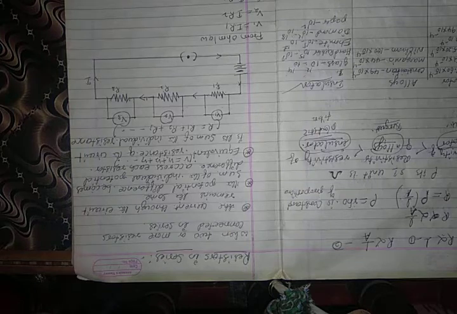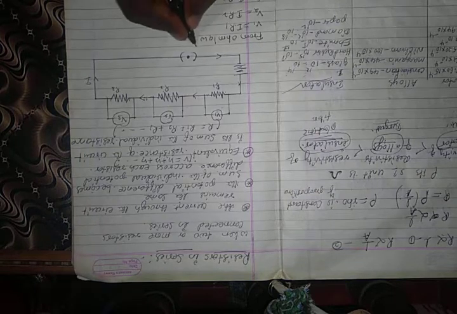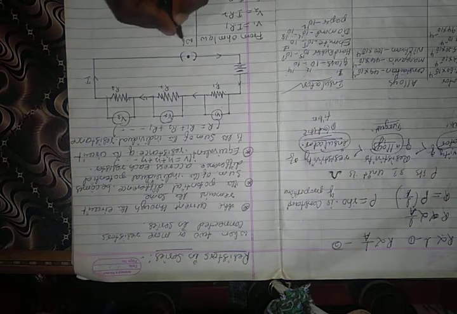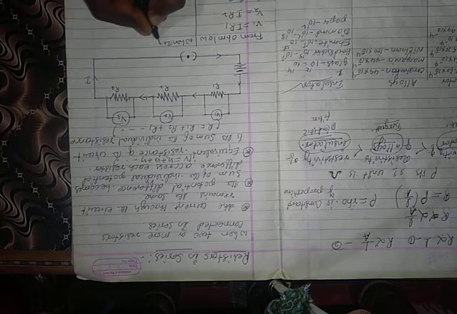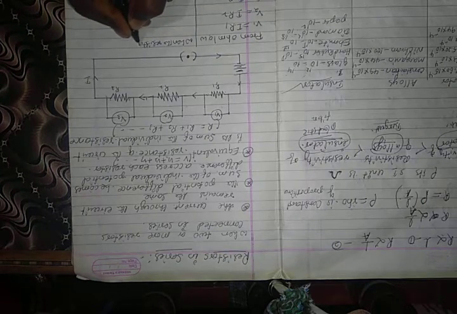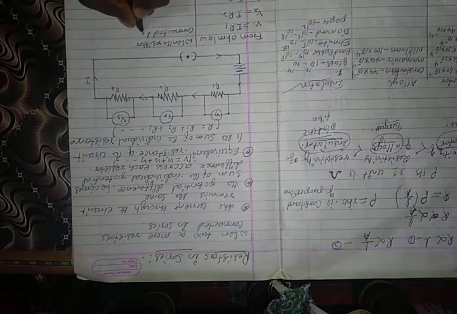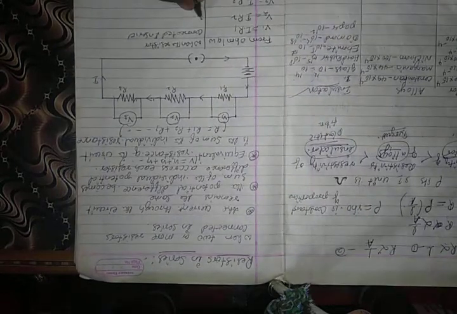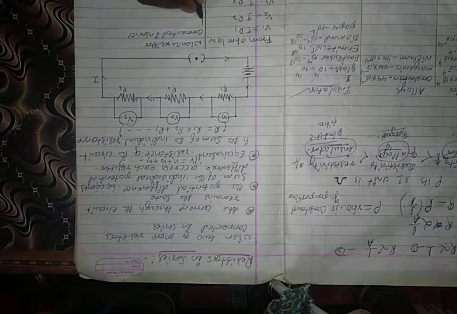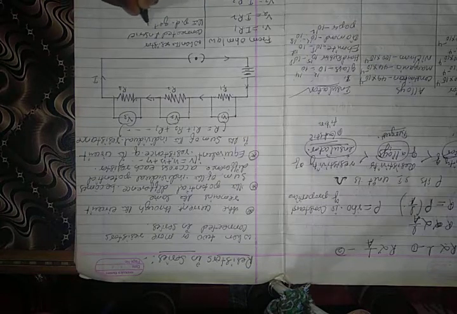So when the resistors are connected in series, the potential difference gets added.